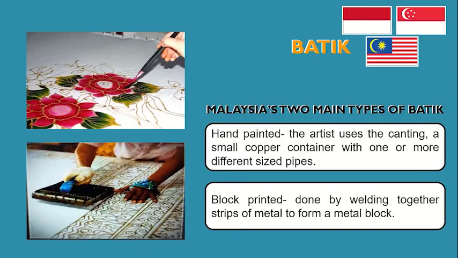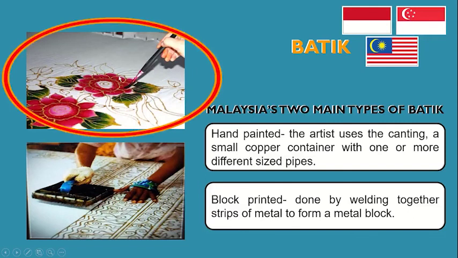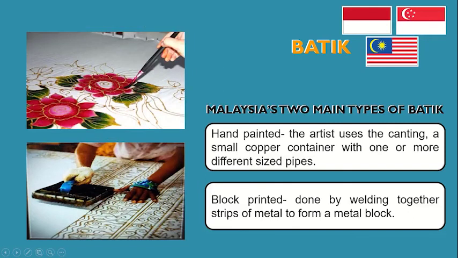Batik has 2 main types. We have hand-painted and block-printed. Hand-painted is where the artist uses the canting. Canting is a small copper container with 1 or more different size pipes. While block-printed is done by welding together strips of metal to form a metal block. Example of hand-painted is this picture. For block-printed, this one. Now we're done with our discussion.